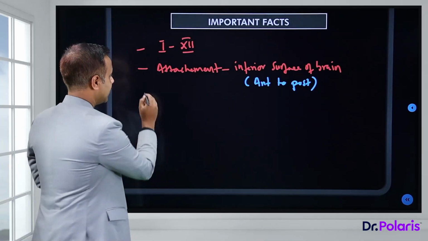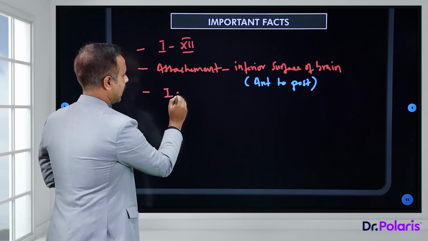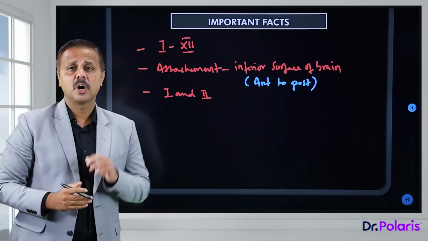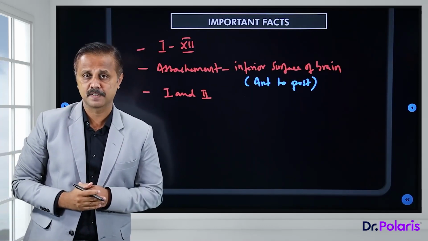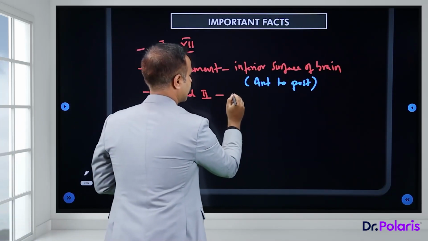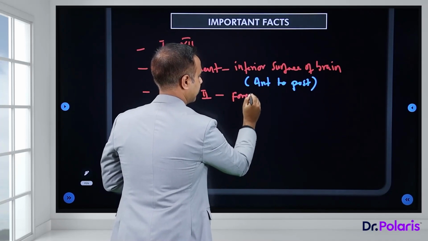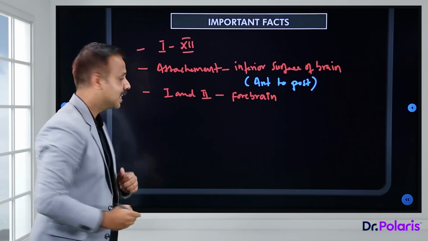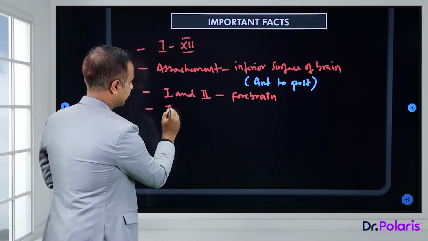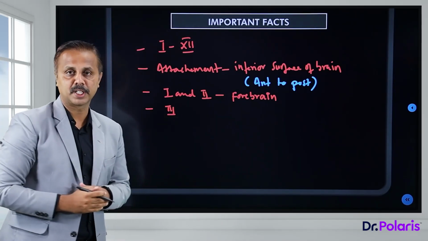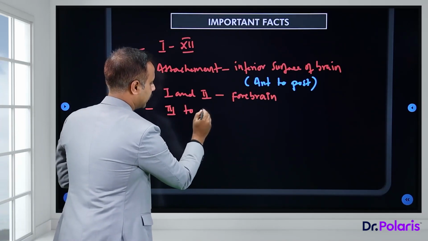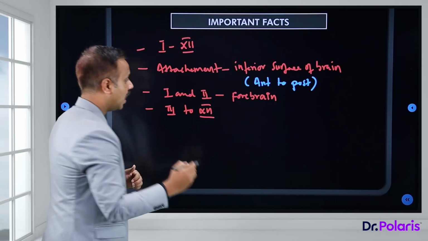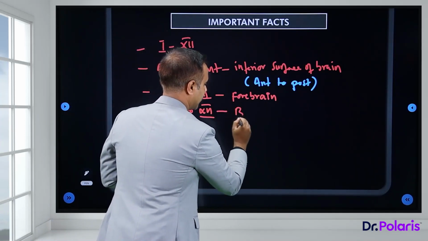Then cranial nerve 1 and cranial nerve 2, that is olfactory nerve and optic nerve. Remember, these are attached to forebrain. Then starting from cranial nerve 3, that is oculomotor nerve, to cranial nerve 12, that is hypoglossal nerve, all these are attached to brainstem.